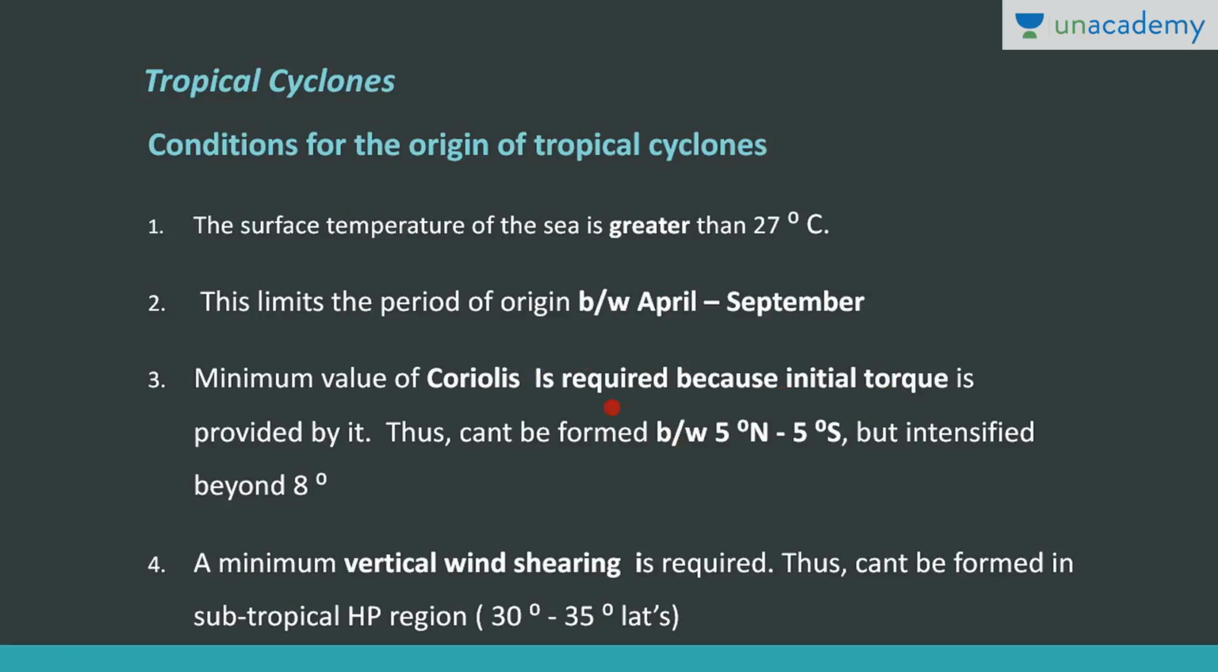That is why these cyclones are not found in the equatorial regions, that is between 5 degree north to 5 degree south, because there the Coriolis force is zero at the equator, right? These cyclones are intensified beyond 8 degree north and south because there is significant Coriolis force there. Apart from this, a minimum vertical wind shear is required for tropical cyclones. That's why they can't form in the subtropical high pressure region, that is 30 to 35 degree latitudes. Why? Because here the descending wind system is there.